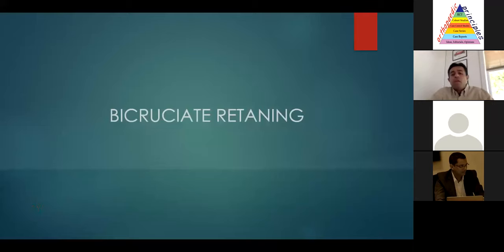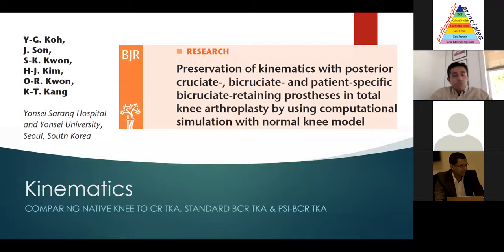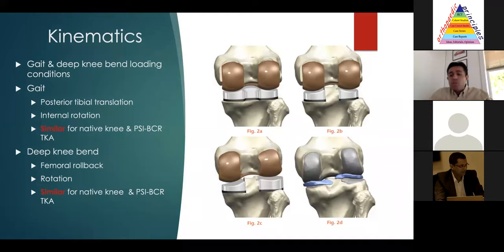What about bicruciate retaining? So this is when you retain the ACL and the PCL in those implants. So this is a very interesting study which was performed in South Korea, in which what they did was that they compared your native knee to a cruciate retaining total knee. Then they compared that to a standard off-the-shelf bicruciate retaining total knee. And then they took it one step further. They went and compared it to a patient-specific bicruciate retaining total knee. So these are patient-specific guides, specific to the patient's anatomy. So these are just the four examples of what they did.